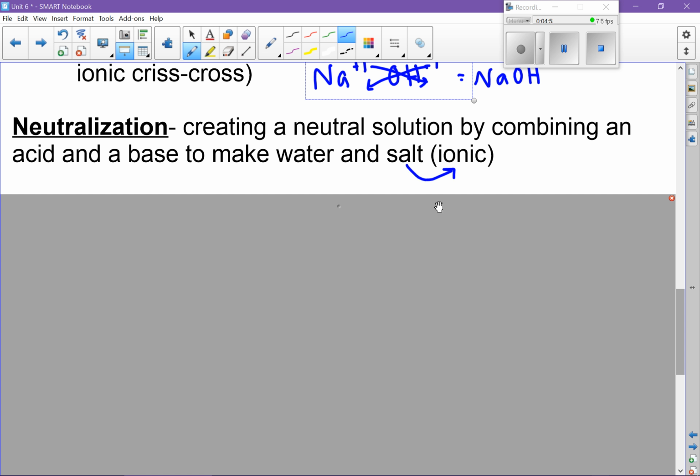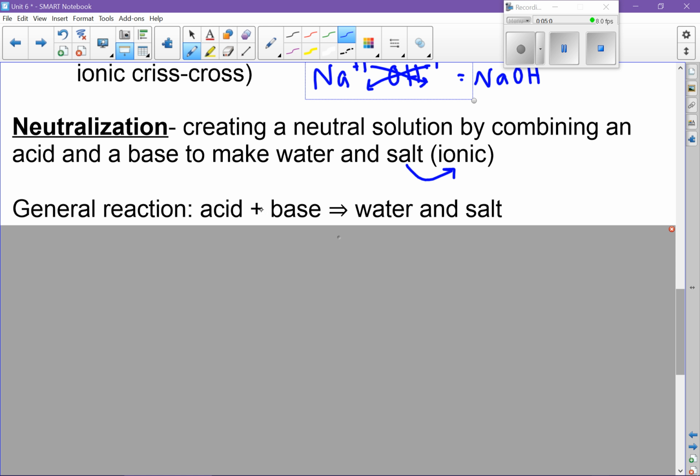It is not always the salt that you eat. There are hundreds and hundreds of salts because it's just anything that is ionic. So the general formula is you'll see acid plus base. These are your reactants. You always have to have water and some sort of salt as your products.